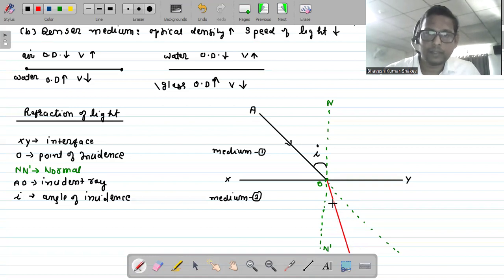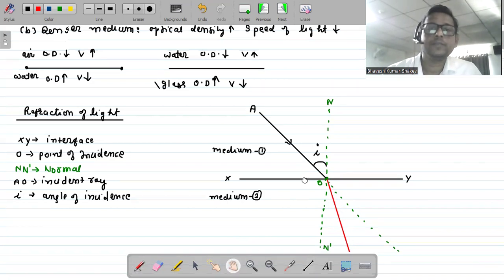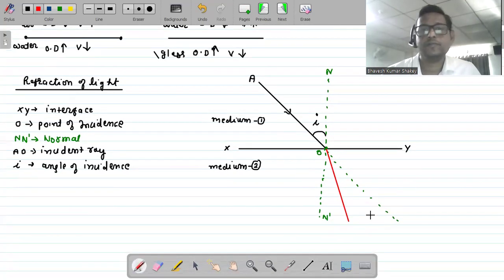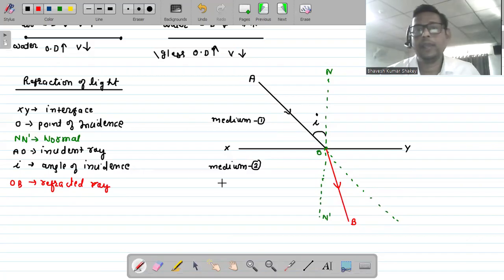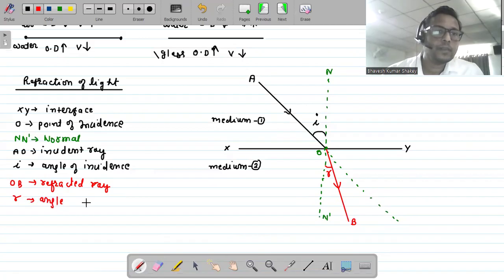Okay, and this phenomenon of bending of light is called refraction of light. Let's say this point is B. So what is OB? Refracted ray. This OB is called the refracted ray. And this angle which the refracted ray is making with the normal is called the angle of refraction. So r is called the angle of refraction.